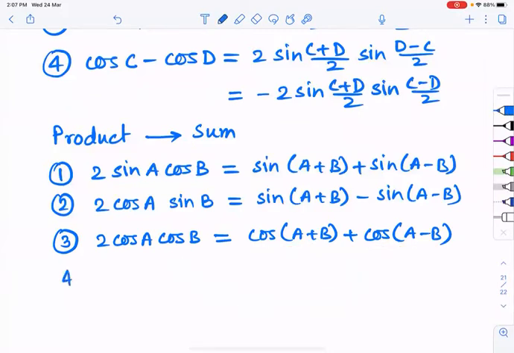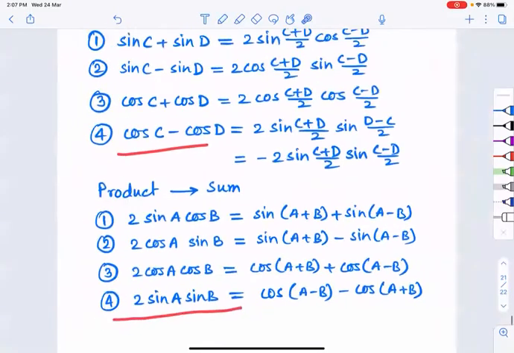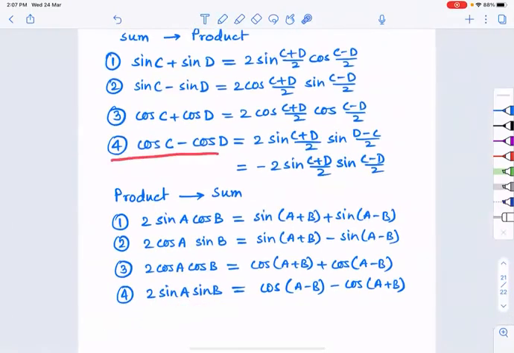Number 4 is 2 sine A sine B. For this we have cos of (A minus B), that will come in the first position, and then minus cos of (A plus B). So there is a small difference in formula number 4, it is a little different from 1 to 3. 1 to 3 are similar.